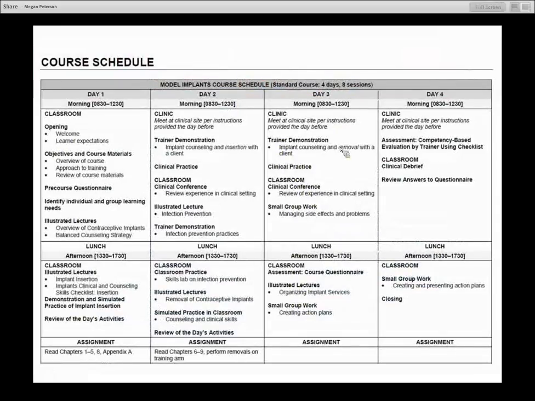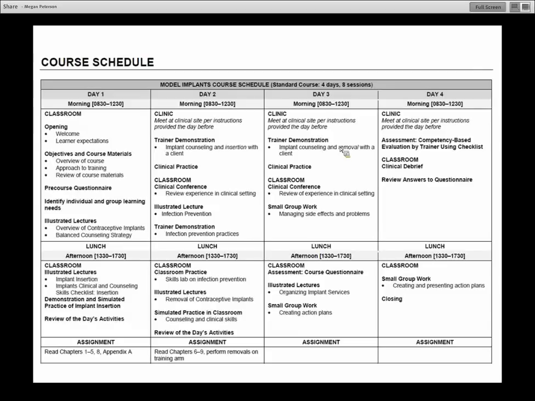So this is just a snapshot of the model course. When we say the model, this is how we would like trainers to organize their training, so that the critical elements of what's in the learning resource package are reflected in this course. So generally what you're going to see is that day 1 introduces the concept, introduces the classroom practices, as well as provides an opportunity for providers to practice on models towards the end of the day.